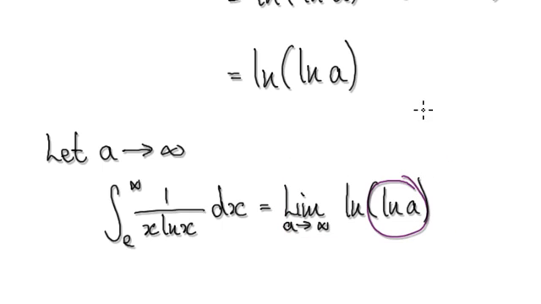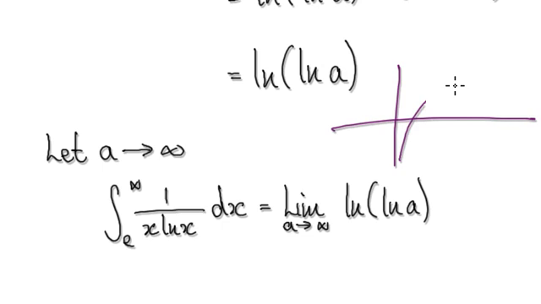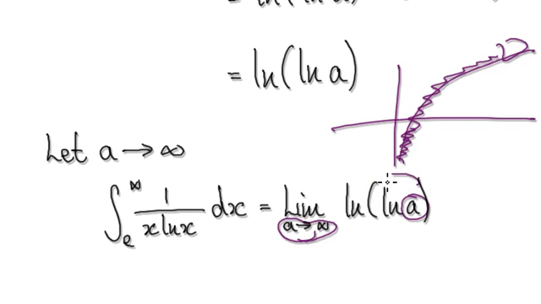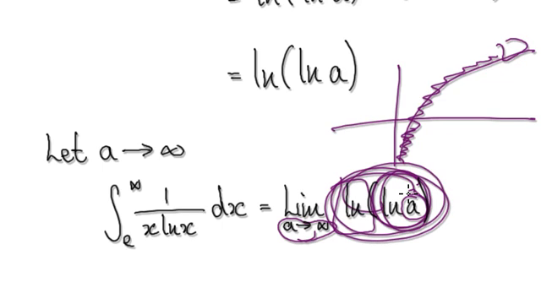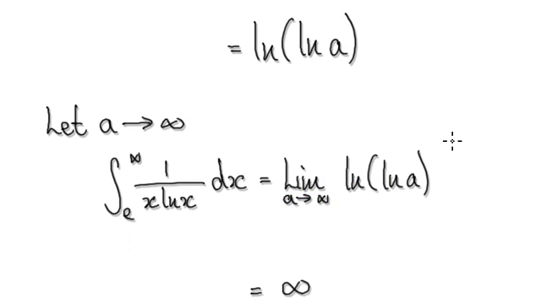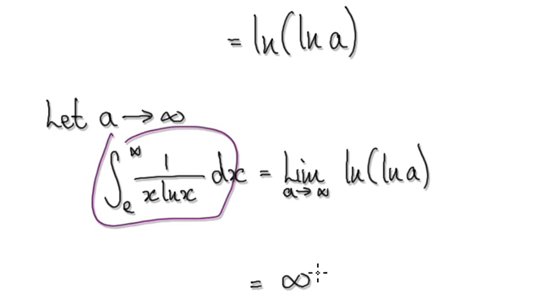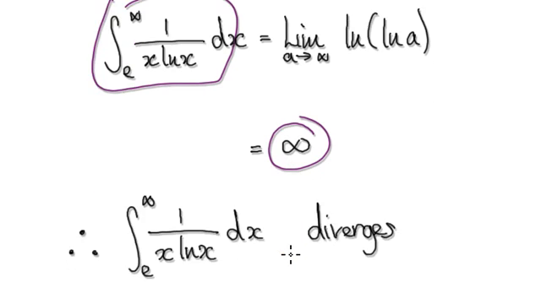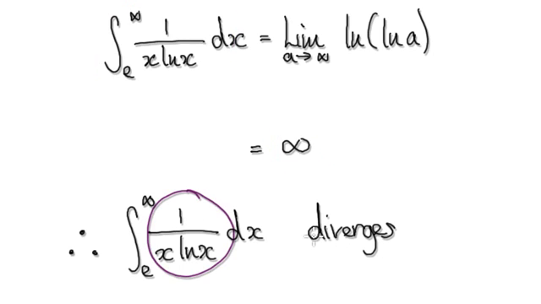If you look at natural log of a, if you look at the graph of natural log of x, as a tends to infinity, what's in here is heading towards infinity. If what's in here is heading towards infinity, then the natural log of that thing heading towards infinity means the whole thing itself will head towards infinity. So when you evaluate this, the area will be infinity, meaning that the integral diverges. So it doesn't converge, it diverges.